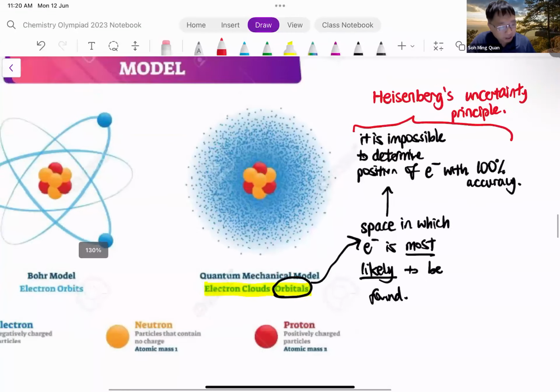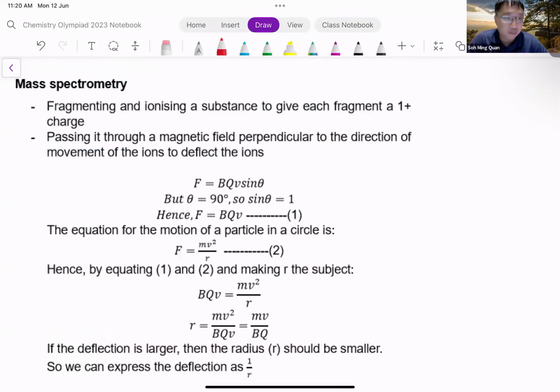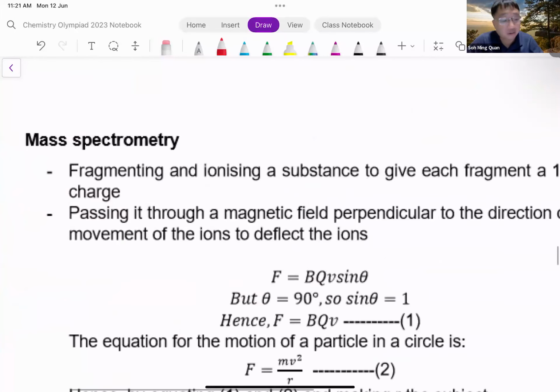Now moving on, we go on to the last part of today, which is mass spectrometry. Mass spectrometry sounds like a very complicated name. Now let's try to break it up a little bit. Mass is obvious. Mass is how heavy something is, the amount of matter inside a substance, right?